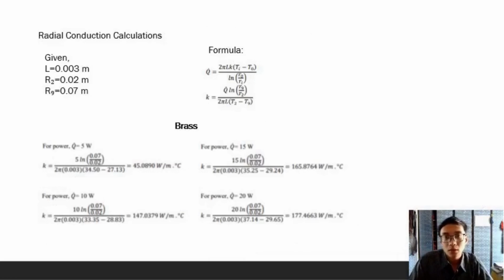Then to calculate the radial conduction, we have been given the length 0.003 meter, R2 is 0.02 meter, R9 is 0.07 meter. Why do we use R2 and R9? Because the inner section temperature, which is Ti, represents the temperature T2, right? Whereas the outer section temperature, which is To, represents the temperature at T9. Alright, so Q is not our issue because it has been given, and we use the formula of K to calculate for the power of 5 watt.